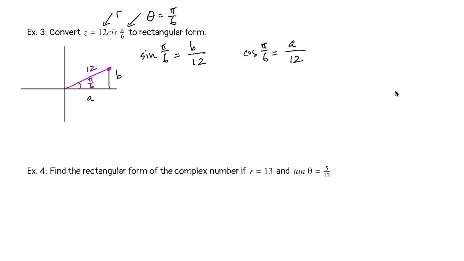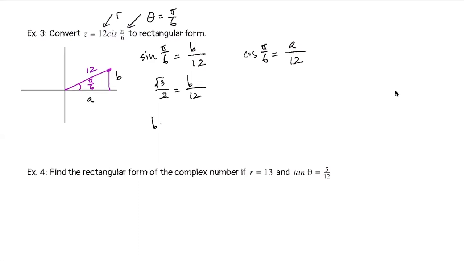So let's use our unit circle values. I've got this as 1/2 equals b over 12. And that's going to make b equal to 6. Okay. And if I do the same thing with cosine, we'll get √3/2 equals a over 12, and this is where we'll get a equals 6√3.